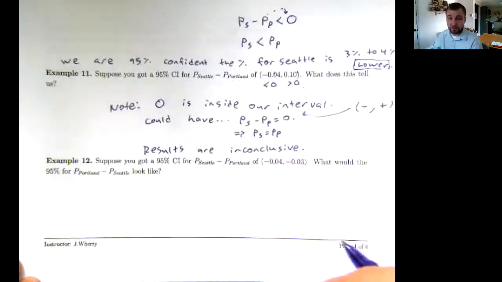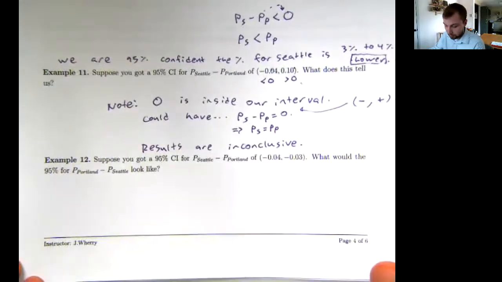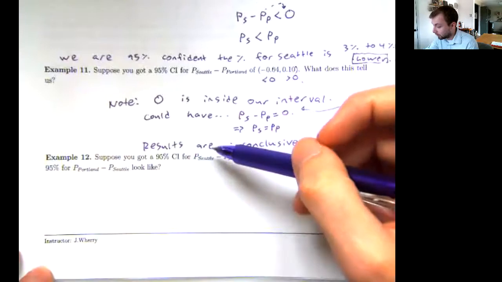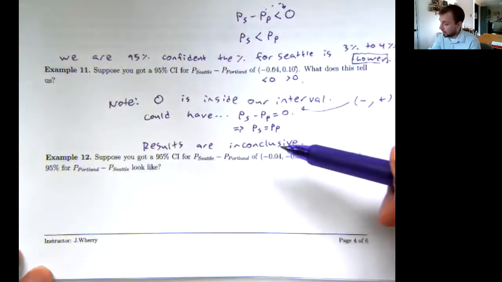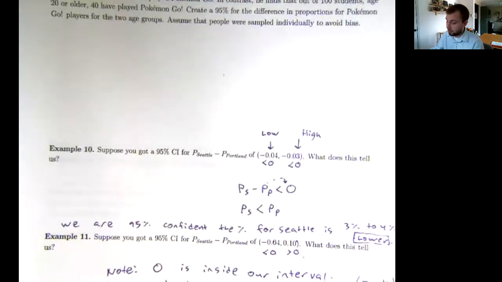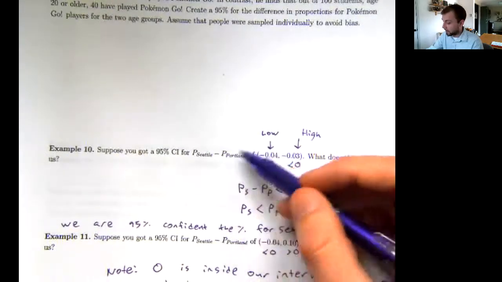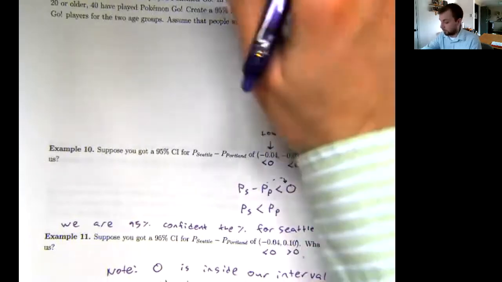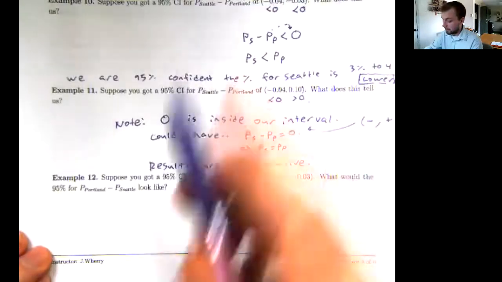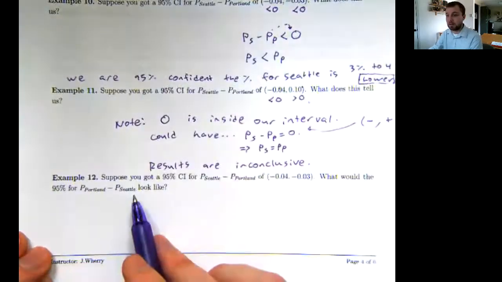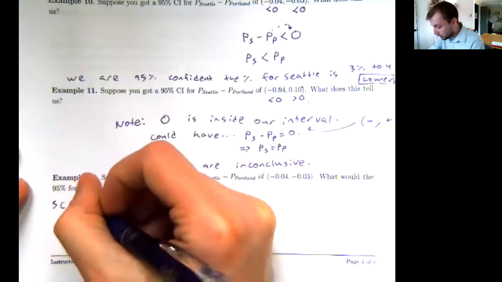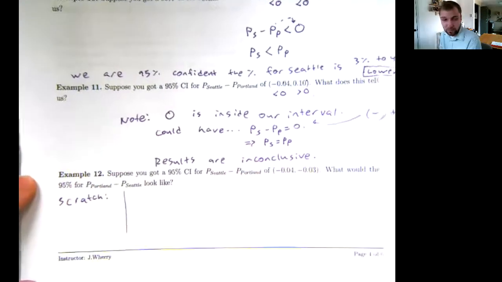Let's see what happens if I try to switch the order up here. So suppose I created a 95% confidence interval for Seattle minus Portland, and I got -4 to -3. That's exactly what I have up here: Seattle minus Portland, -4 to -3. So the question is, what's this going to look like if I try to do Portland minus Seattle? And I just want to remind you of how subtraction works. So this is just a little bit of scratch reminder.